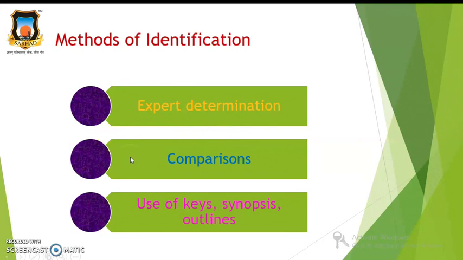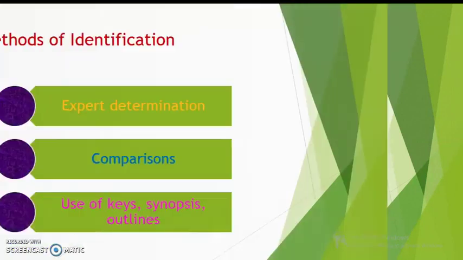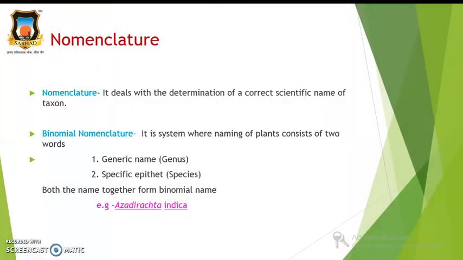The next method is comparison. This method involves comparison of plants with identified specimens, photographs, as well as descriptions. The next method is the use of keys, synopsis, and outline. Identification keys are a series of taxonomic literature. These are the three methods of identification. Then the second aspect is nomenclature.